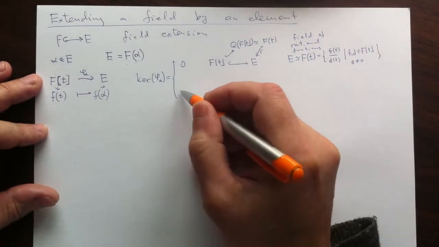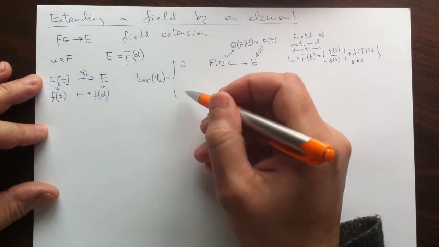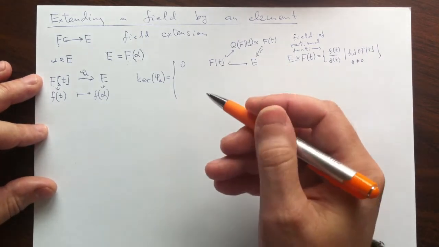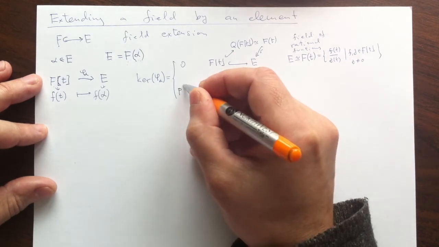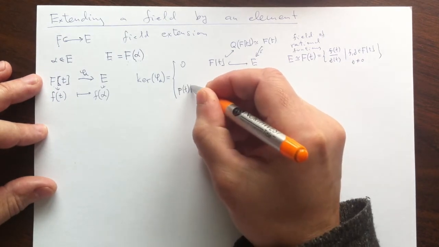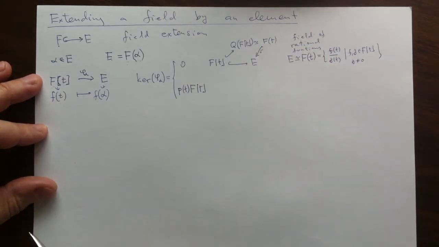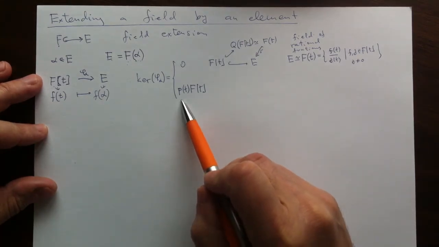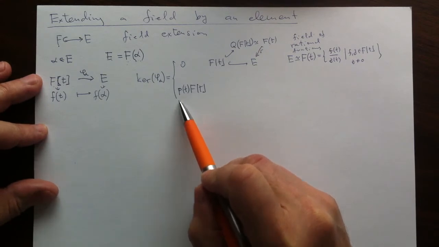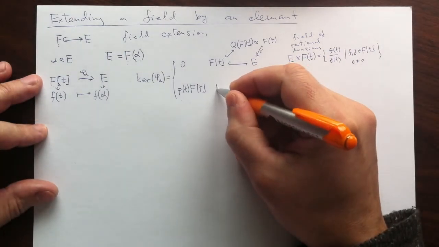Let's look at the second possibility, when the kernel is non-zero. It's not really just one simple case, but many cases depending on what the kernel is. What we can be sure of is that the kernel is generated by a single polynomial, because this is a principal ideal ring. And this polynomial has to be irreducible, because otherwise we would have zero divisors, and inside a field it's not possible to have zero divisors.